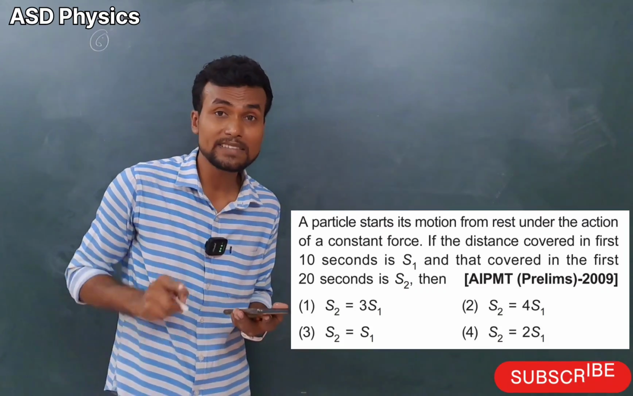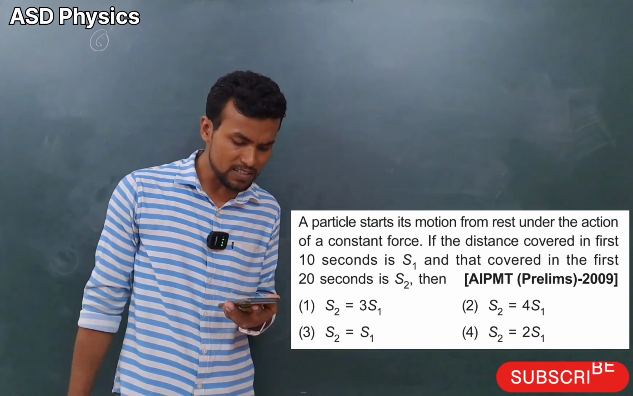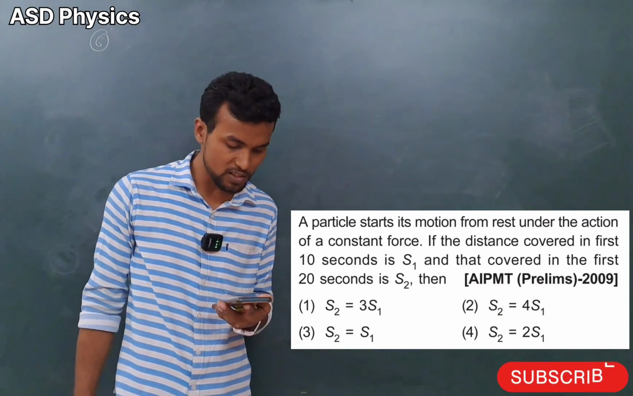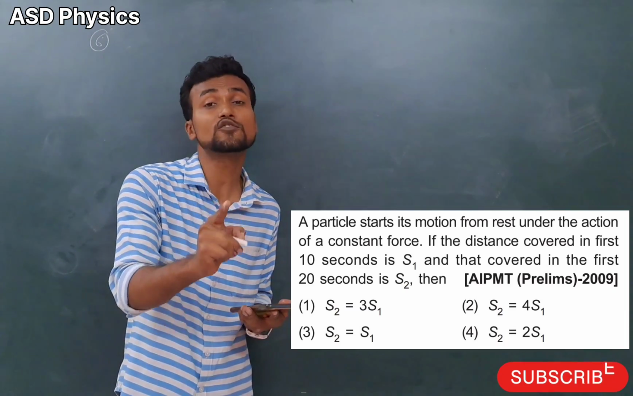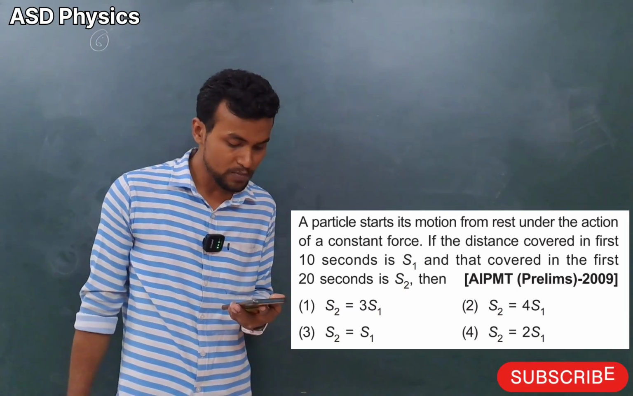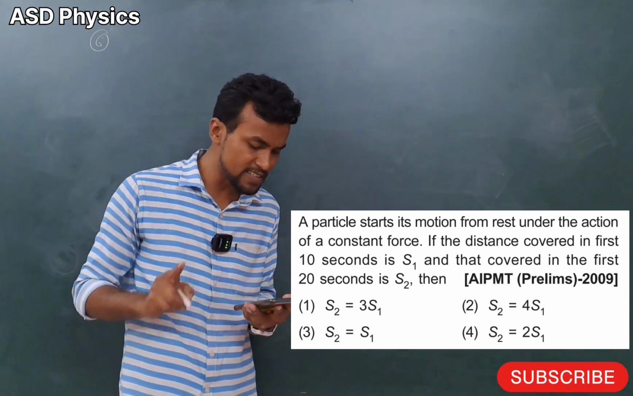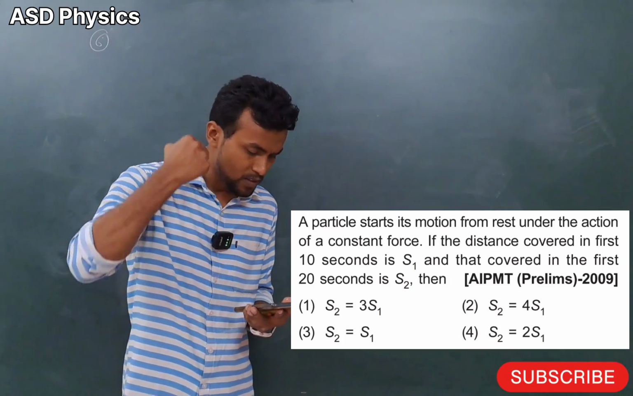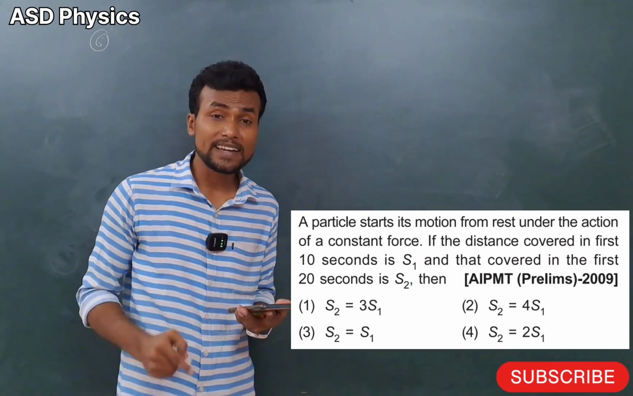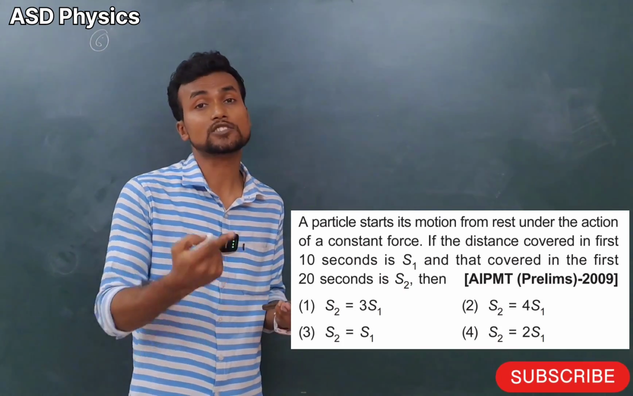This question came in the 2009 NEET exam. A particle starts its motion from rest under the action of a constant force. Constant force means a uniform acceleration. If the distance covered in the first 10 seconds is s1 and in the first 20 seconds is s2, then what is the relation between s1 and s2?